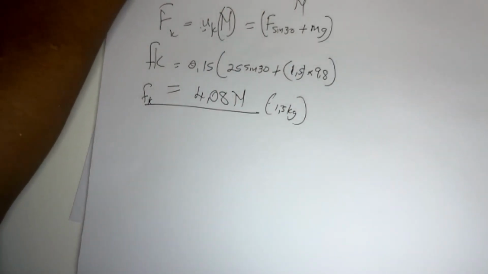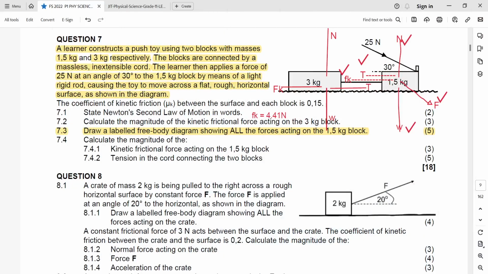You see, now we use what we are given to understand. I would like to cut off the video here. So here we have Fk is equal to 4.08 newtons. So we might use these answers in future.